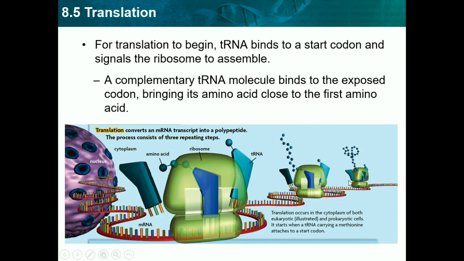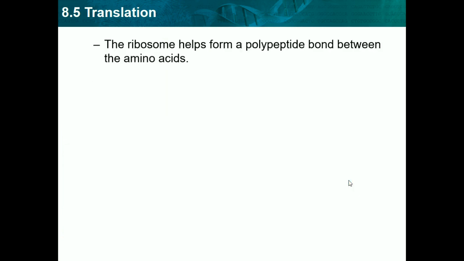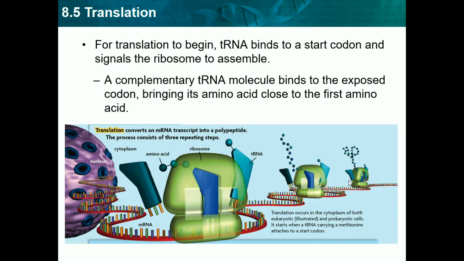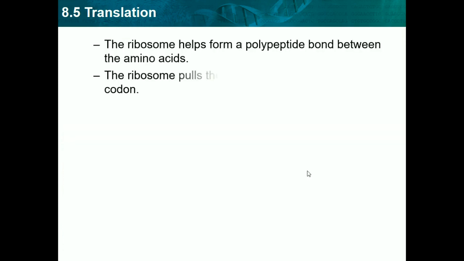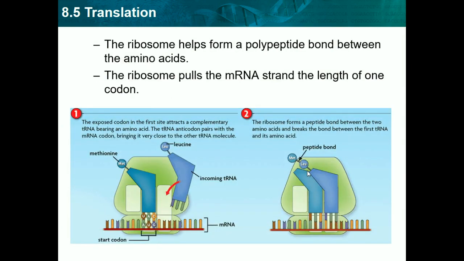It starts with a tRNA carrying a methionine attached to a start codon. So the ribosomes help form a peptide bond between the amino acids. If we see here, all these little bonds between these amino acids are peptide bonds, which is very important vocab we need to learn. So the ribosome pulls the mRNA strand the length of one codon. It breaks the bond between the tRNA and the amino acid, and it forms the peptide bond between the two amino acids.